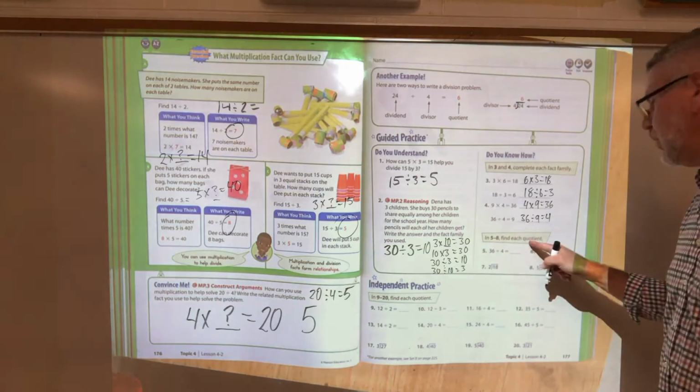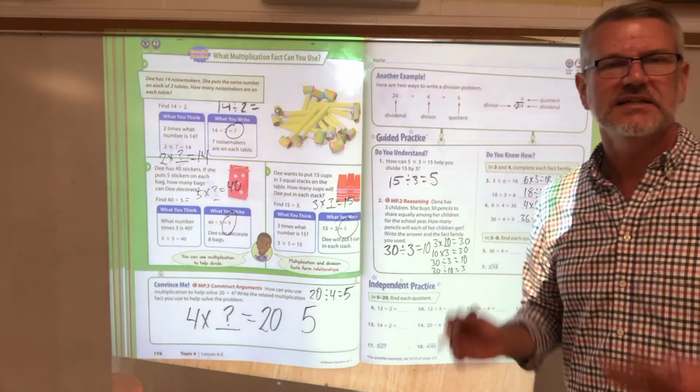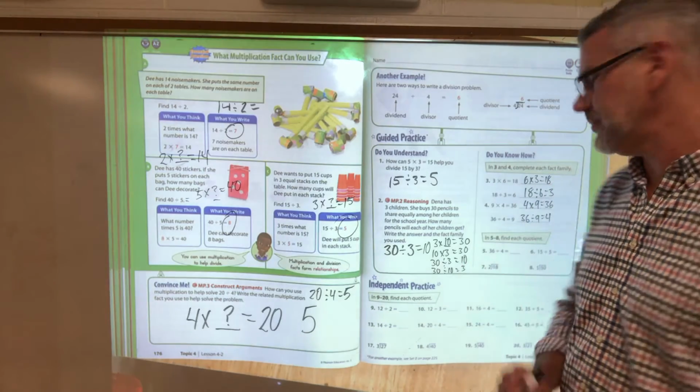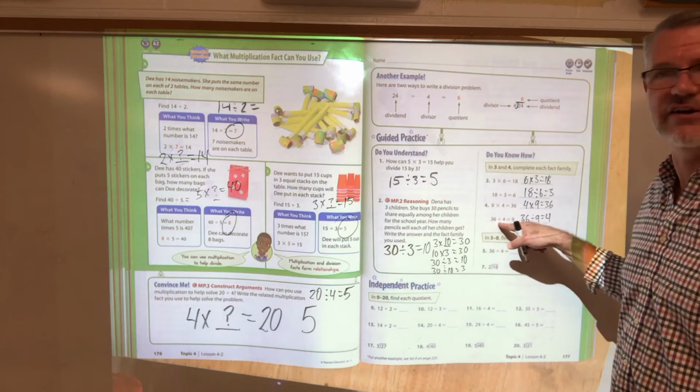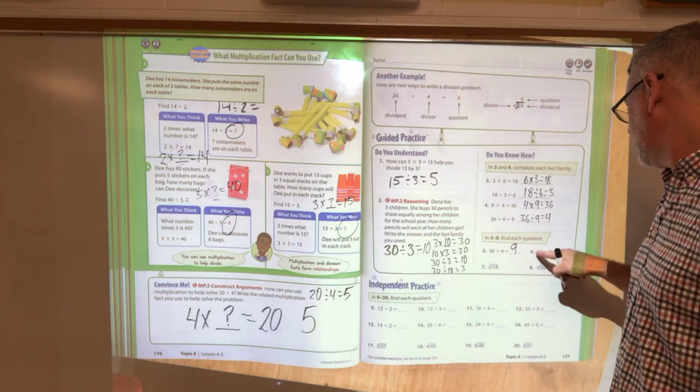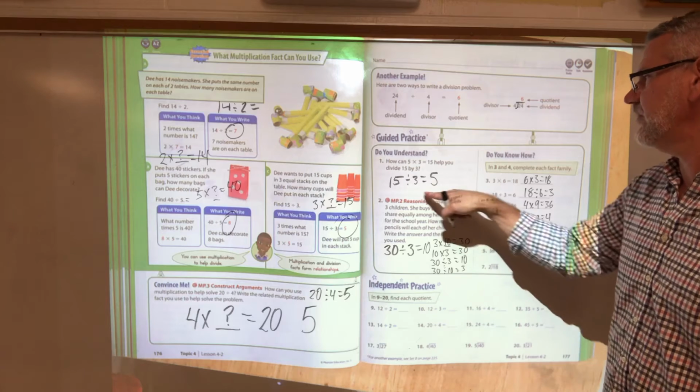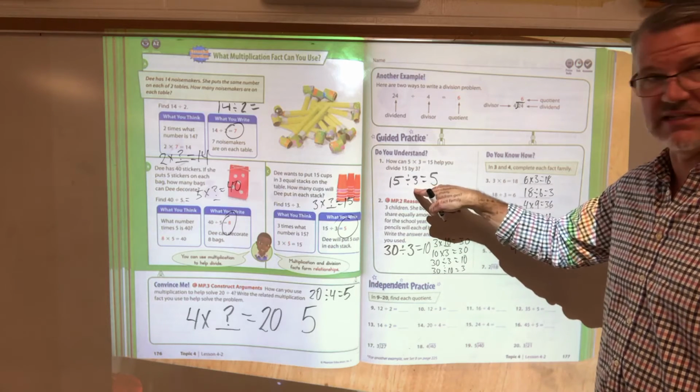Now we're going to find the quotient. What is a quotient? The answer to a division problem. Good. 36 divided by 4. It's right here. 9. 15 divided by 5. Well, I can use this to help me figure out that it's 3.